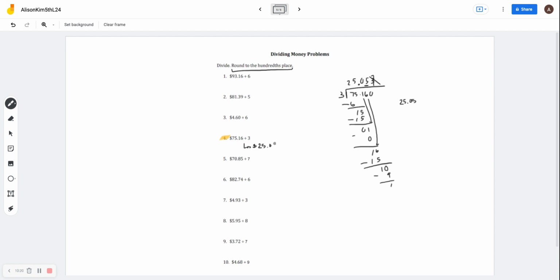$25.05. So for here, you have to be careful with your decimal places. Don't forget to put it, just transfer it up here, and be careful with your repeating numbers.